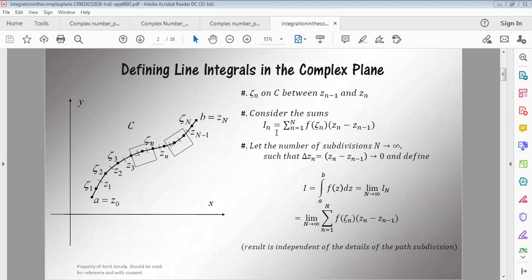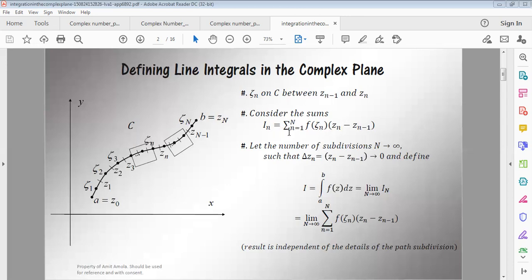Consider the sum I n equals summation n equals 1 to capital N, f of xi n into zn minus zn minus 1. This is the length, and this f of xi n will be along the y-axis, and this length is along the x-axis. So area, what will it be actually? Area means length along the x-axis multiplied by length along the y-axis. Length multiplied by breadth equals area. So this is the length, and f of xi n will be the breadth. So this will be the total area.